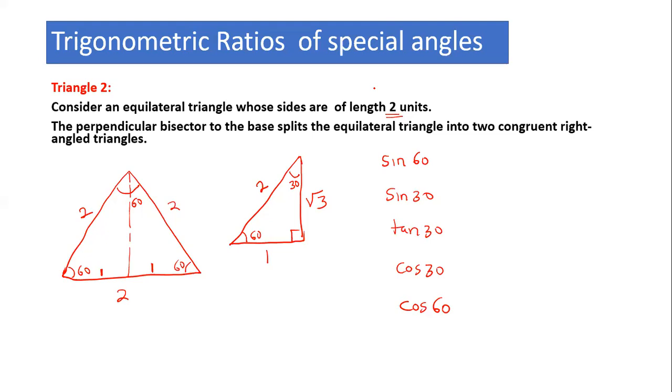Adams? Sine 60 is root 3 over 2. Good. I've seen a team Mercy.